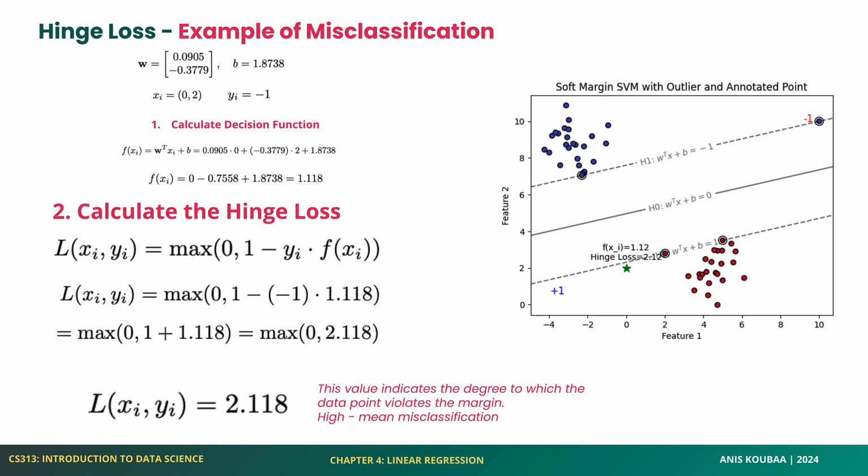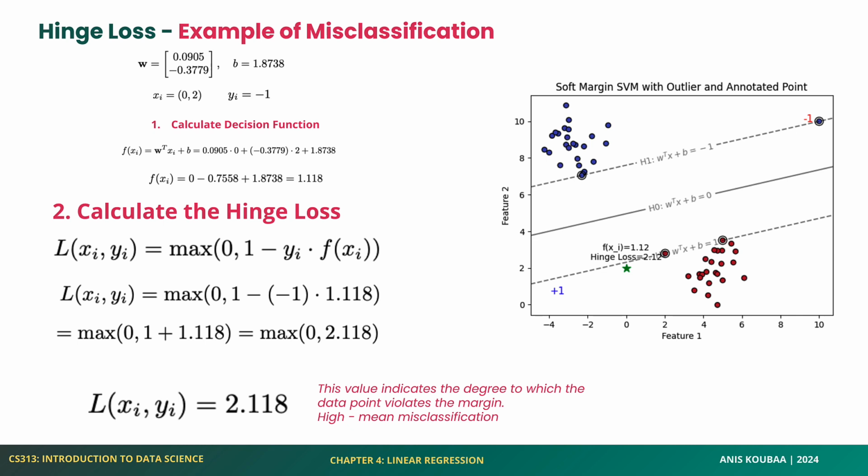If the loss is not 0, it means that there is a deviation, and the deviation here is big. It means that the initial value here is a misclassification, because the loss here is high. This value indicates the degree to which the data point violates the margin. Indeed, when we look at the point here, it's below the SVM margin and it's classified as positive, and this classification here is negative, so it's wrong. This is why we had a hinge loss that is high.